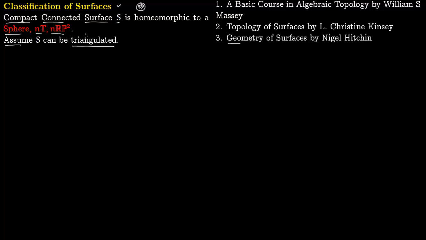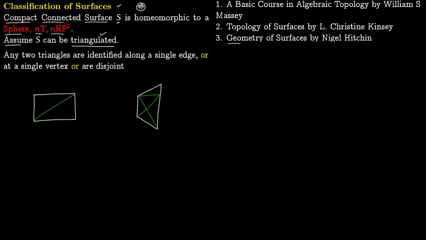Before we begin, we have to describe what triangulation of a surface means. It simply means that you have a surface like this, and you can put triangles into it and triangulate it. So this is a triangulation. This is another surface, where the boundary is in white and there is a triangulation inside it. When you put triangles, you have to adhere to some rules. The first rule is that any two triangles are identified along a single edge.